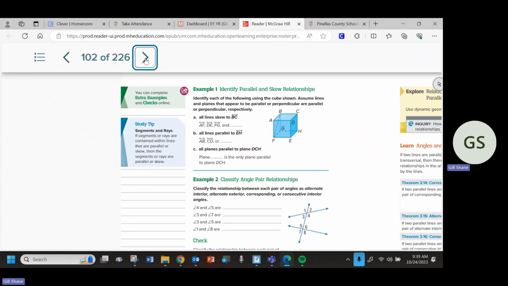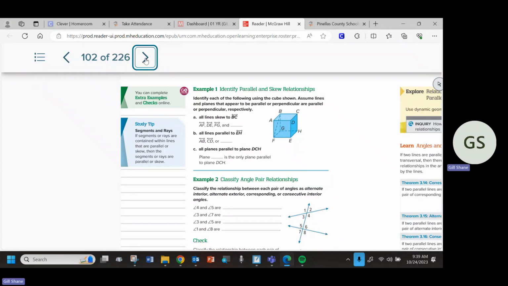What are the next two? I can see 3 and 7. What are they? Corresponding. They're on the same side. One of them is inside, one of them is outside, one is interior, one is exterior, and they're not next to each other. So that's corresponding.